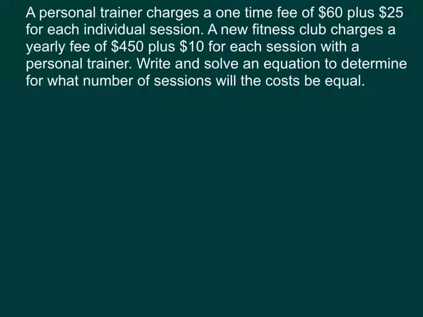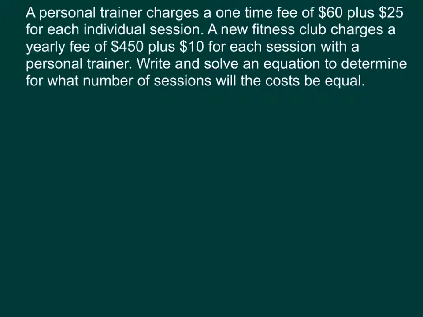We can also use multi-step equations and equations on both sides when looking at word problems or real-life examples. So here's one that we can take a look at. A personal trainer charges a one-time fee of $60 plus $25 for each individual session. A new fitness club charges a yearly fee of $450 plus $10 for each session with a personal trainer. Write a solvent equation to determine for what number of sessions will the costs be equal.